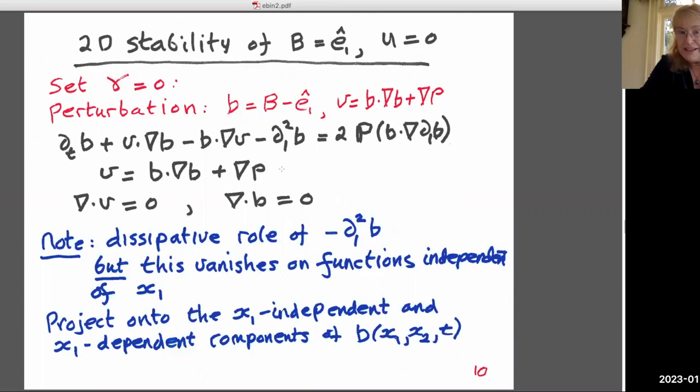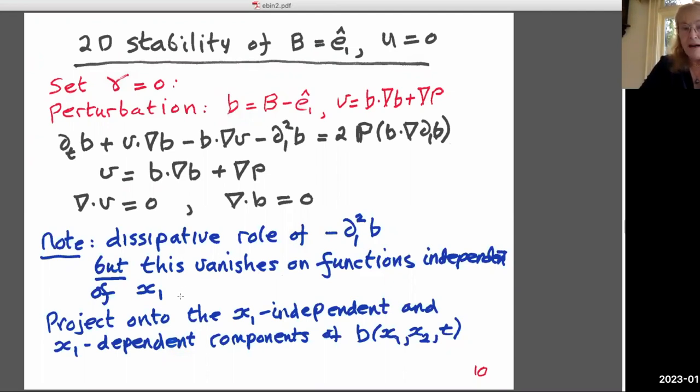The diffusivity in our equation, the MRE equation, is sitting here rather nicely as the second derivative on B with a minus sign. Good. However, we are different. This second derivative here is only in one direction, namely the direction of our initial steady state. So although we have an obvious dissipative role in our equation, this will vanish on functions that are independent of the variable x1. So to handle that in our analysis of this system, we use a method that Tarek Elgindi recently applied to a different two-dimensional problem, namely stability of an equation coming from the porous media equation.